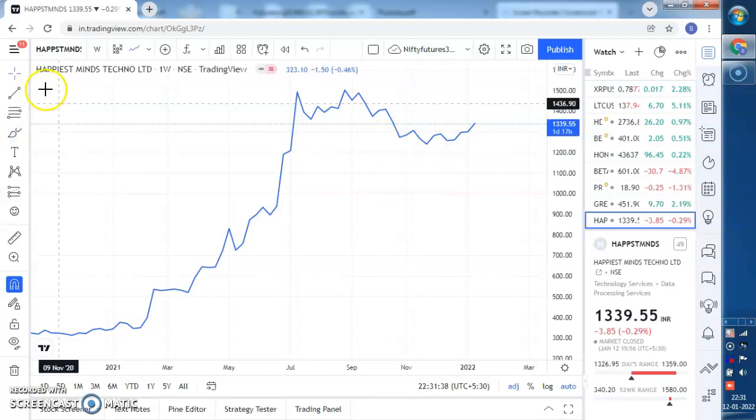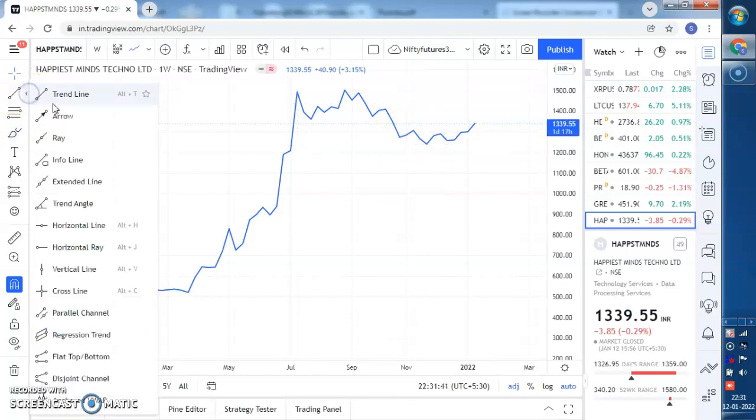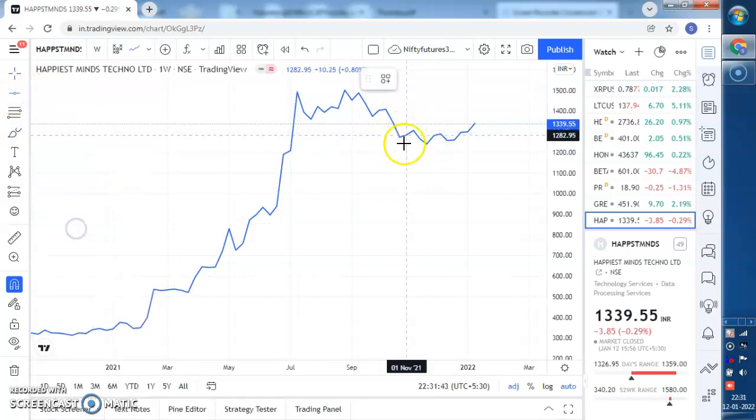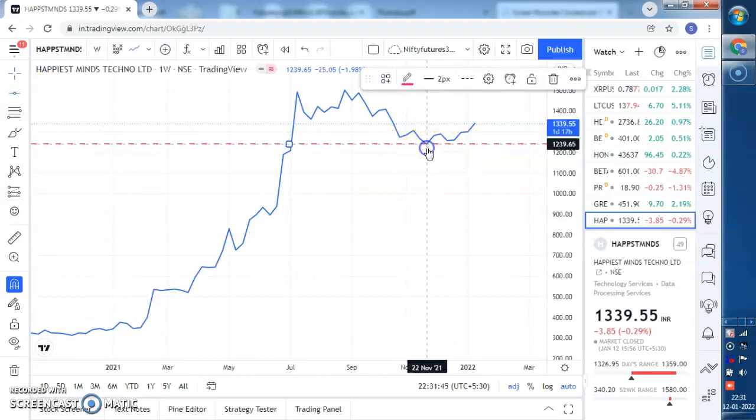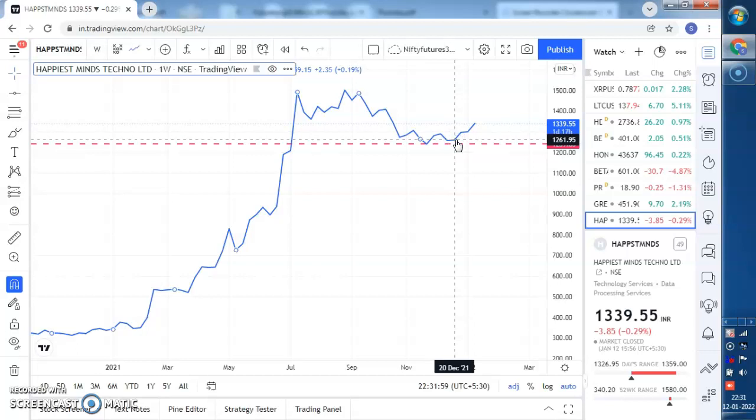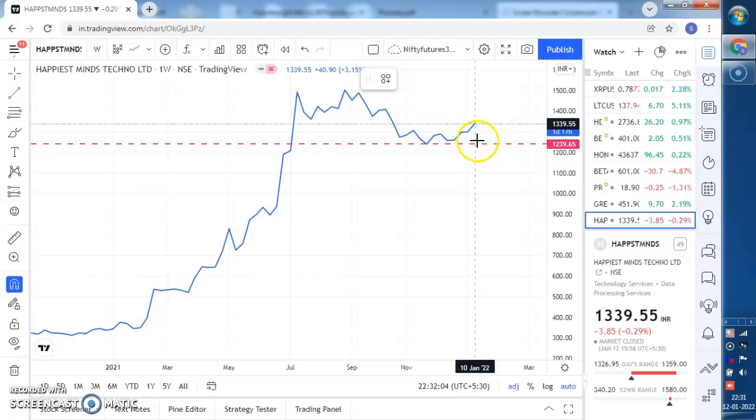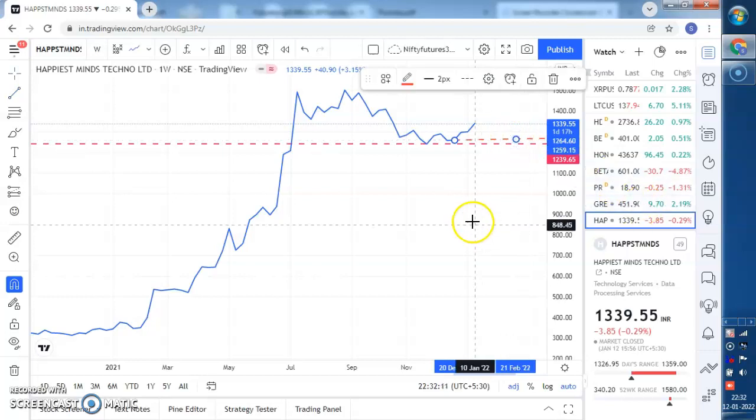So we can also draw lines here with a horizontal line. Let's draw a horizontal line. So the horizontal line at 1239 will work as what we call a stop loss for us. So probably we could have bought here around. Let me draw another. So we could have probably purchased here, above this price. Let's see.